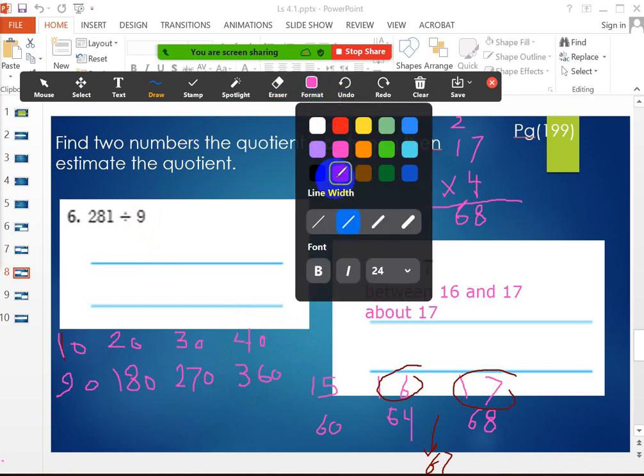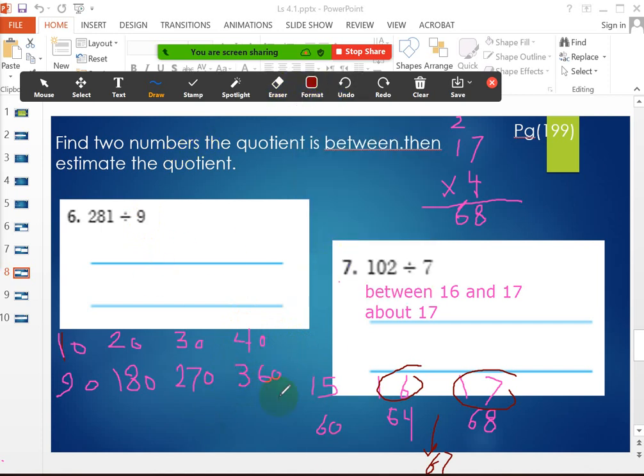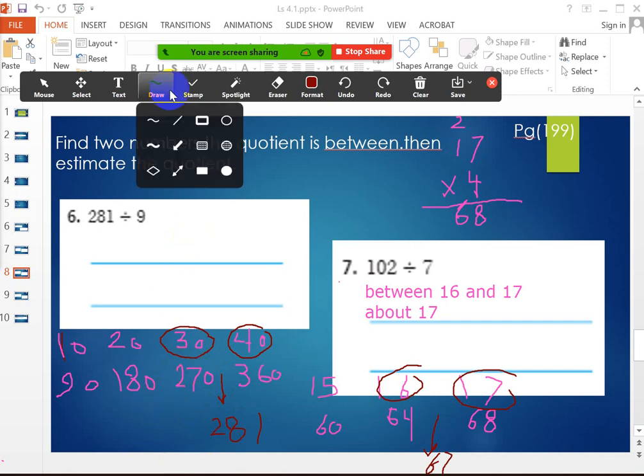Okay? So look, stop. We have a number greater than 281. So 281 is between those two numbers. Sorry, 281, not 280. That means the quotient will be between 30 and 40. But it's close to which one? Is 281 close to 360 or 270? Very good, Lana. 270. That means the quotient will be about 30.